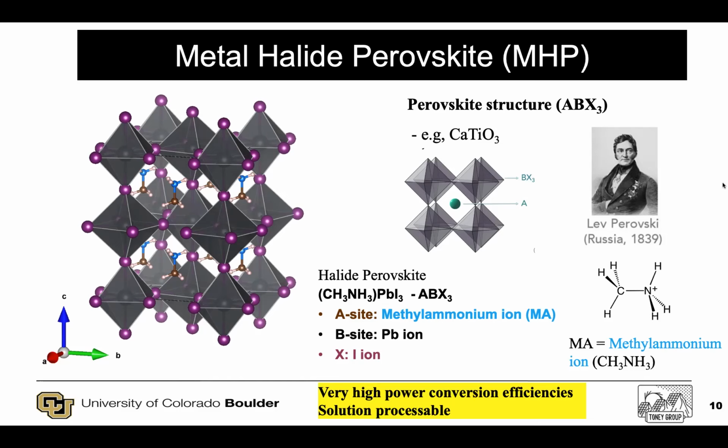Because halides are big, the molecule that sits in the A site also has to be big. It typically needs to consist of small organic ions. The conventional case is the methyl ammonium ion, which is over here. There are also a number of other kinds of small organic molecular ions.